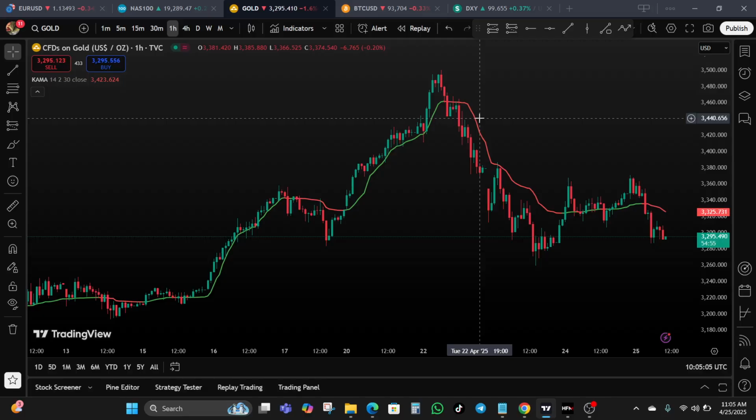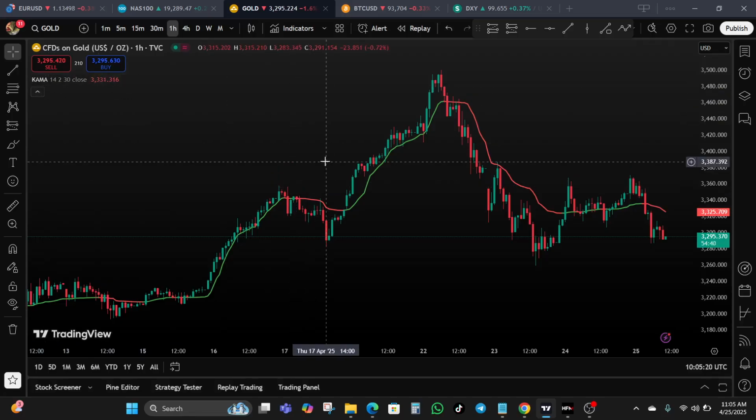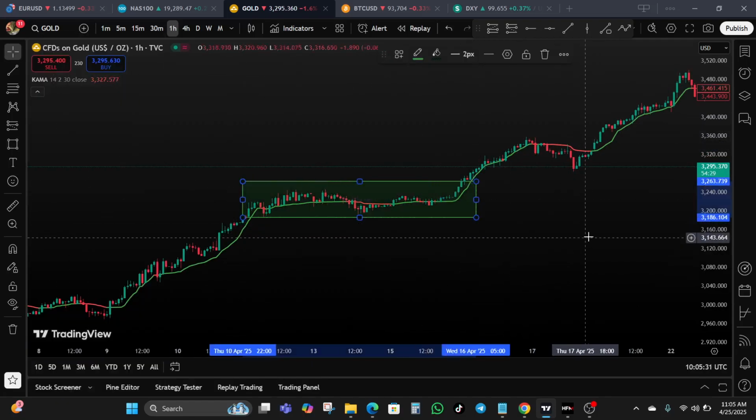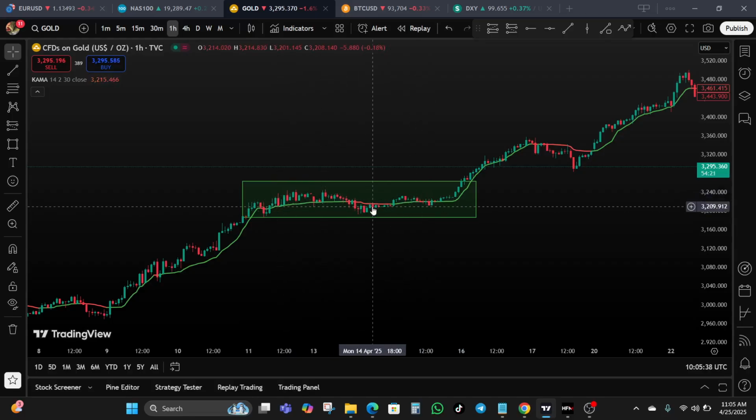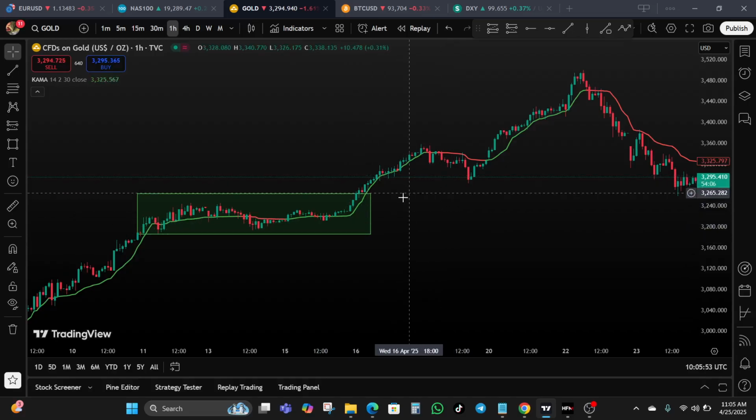Let's just dive in. Unlike traditional moving averages like the simple or exponential, the KAMA reacts to market volatility. When the market is ranging or moving sideways, KAMA becomes flatter and less reactive, as you can see right here. But when price action picks up and trends start forming, the indicator reacts quickly. It adapts quickly, tracking the movement more closely. That's why it is known as an adaptive moving average.